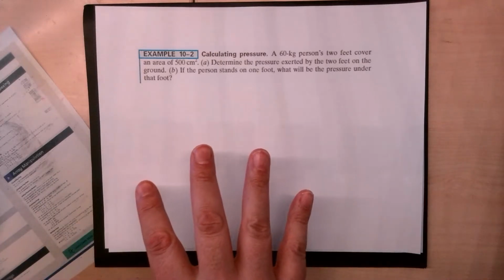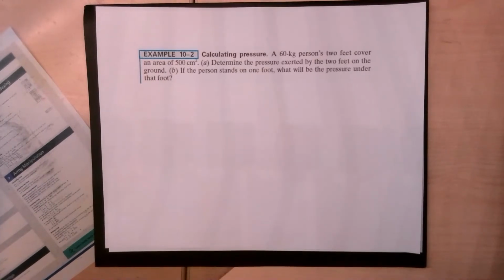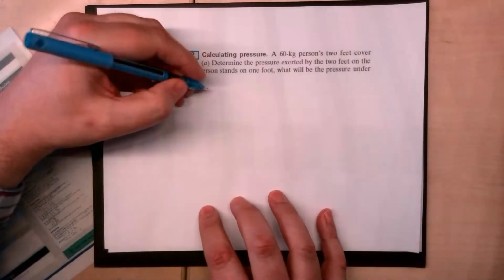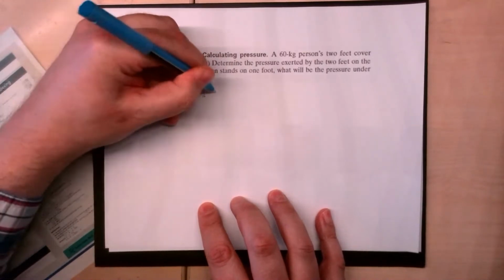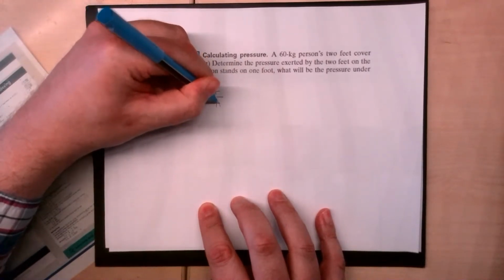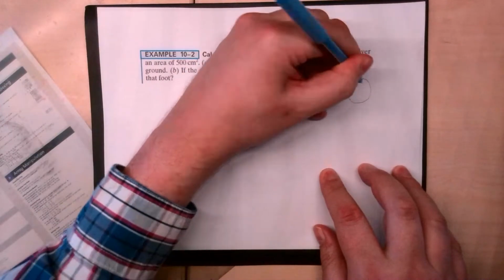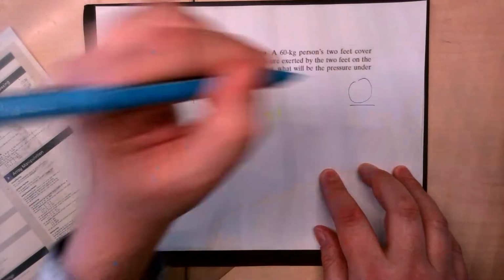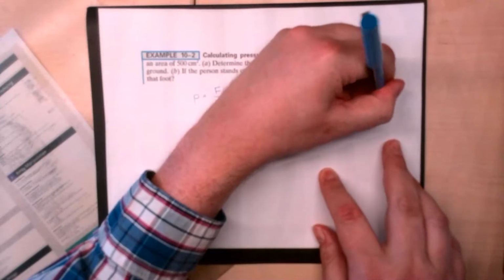Okay, example 10.2 from Giancoli is a 60 kilogram person with 2 feet covering an area of 500 centimeters squared. Determine the pressure exerted by 2 feet on the ground, and then we're going to figure out if they have 1 foot. Now we assume they're at rest, and we're going to be just calculating what their pressure is. Well, our pressure is our force per unit area. So here we've got a 60 kilogram person with a surface area of 500 centimeters squared.